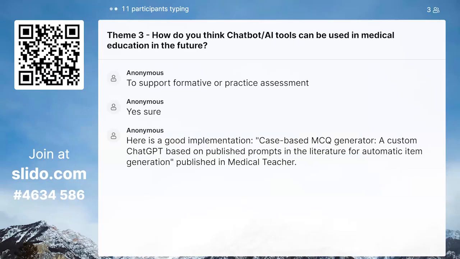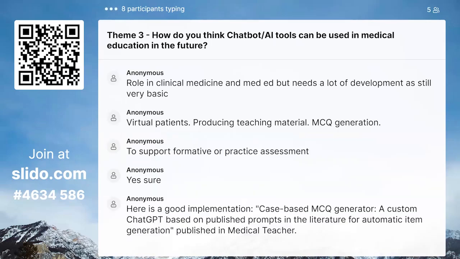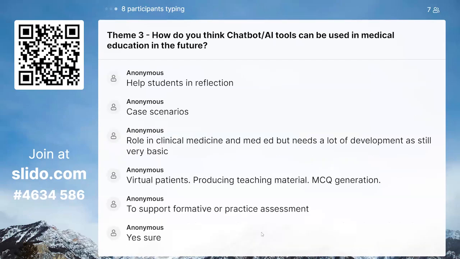To support formative or practice assessment in the future, good implementation, say case-based MCQ generator. So the case-based MCQ generator, interesting that you say that, is something that medical students are already utilizing. So they're making MCQs based on a topic using ChatGPT. At least our cohort of medical students. We can't talk for every medical student in the country.